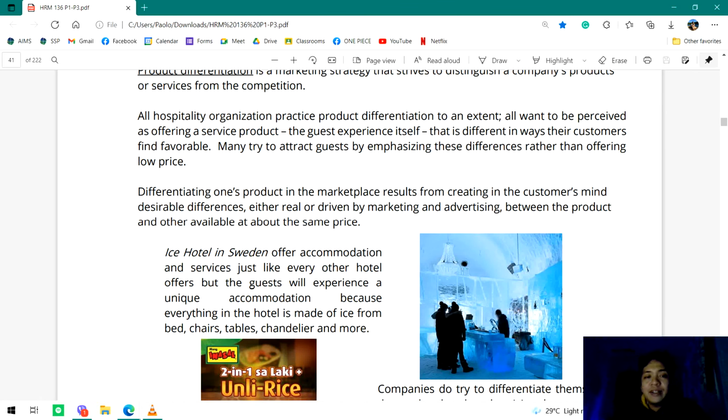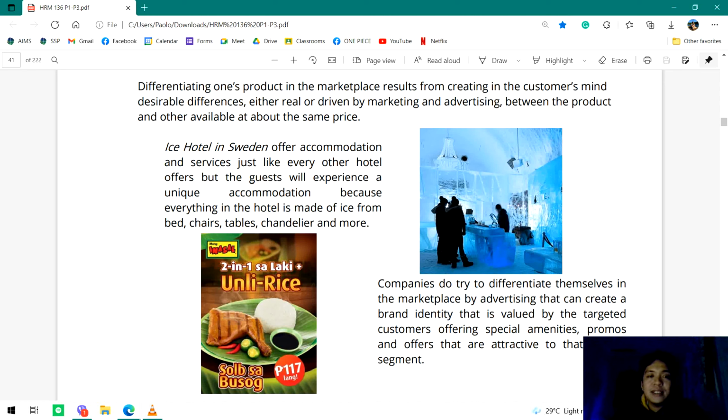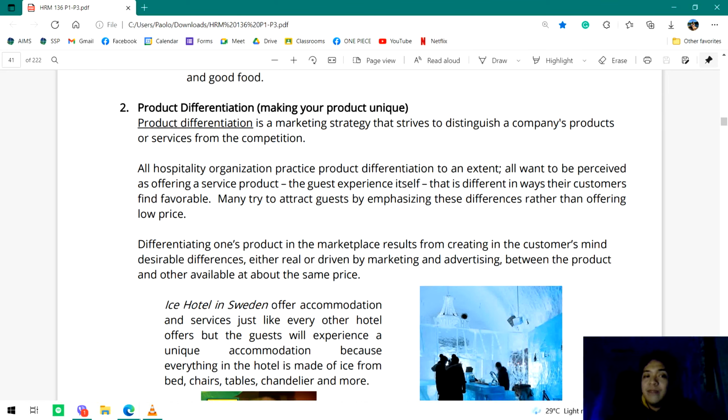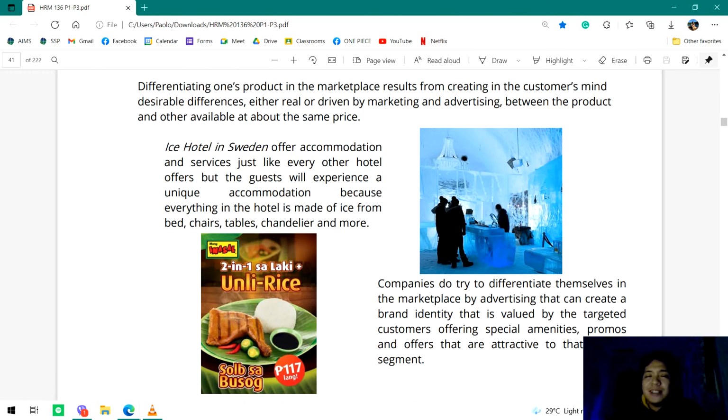Product differentiation can come into many forms, like say for example, Ice Hotel in Sweden offers accommodation and service just like every other hotel, but the guest will experience a unique accommodation because everything in the hotel is made of ice, from bed, chairs, tables, chandelier, and more. So that is a very unique and very different product. It falls into the category of accommodations or hotel stays, but it is still a little bit different because it offers a unique experience. So yun yung parang pinaka-unique sa kanya.